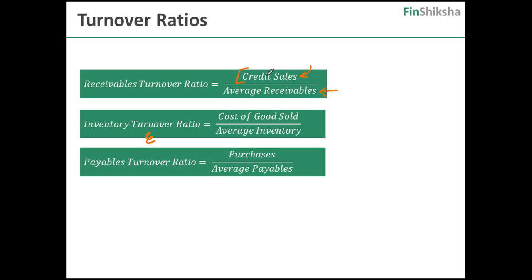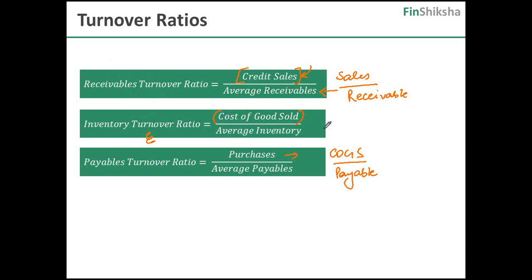In case we do not have credit sales available, we use something like sales by receivables. If we do not have data on purchases available, we can also use COGS by payables here. I will explain what this means in a moment. This will become clearer. But in a sense, it gives us an efficiency of the firm on how quickly they are turning over their receivables.